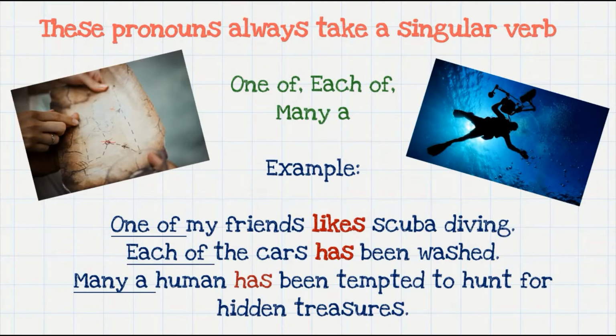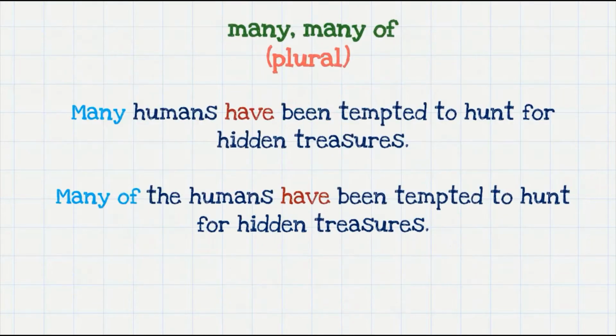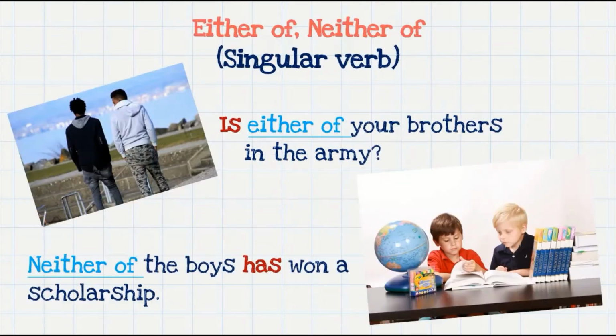However, instead of many a, if the word many or many of is used, then the subject is plural and it takes on a plural verb. Many humans have been tempted to hunt for hidden treasures, or many of the humans have been tempted to hunt for hidden treasures. The next set is either of, neither of, and the pair either or and neither nor.